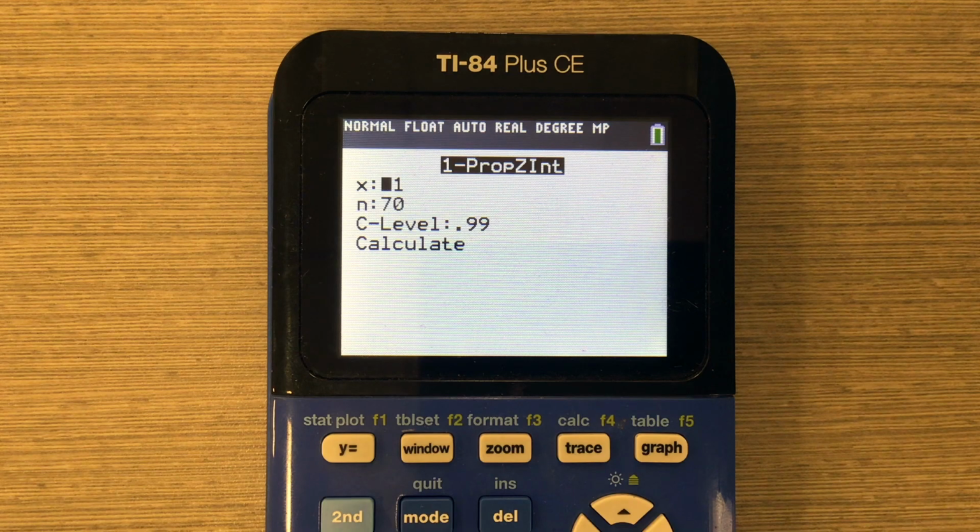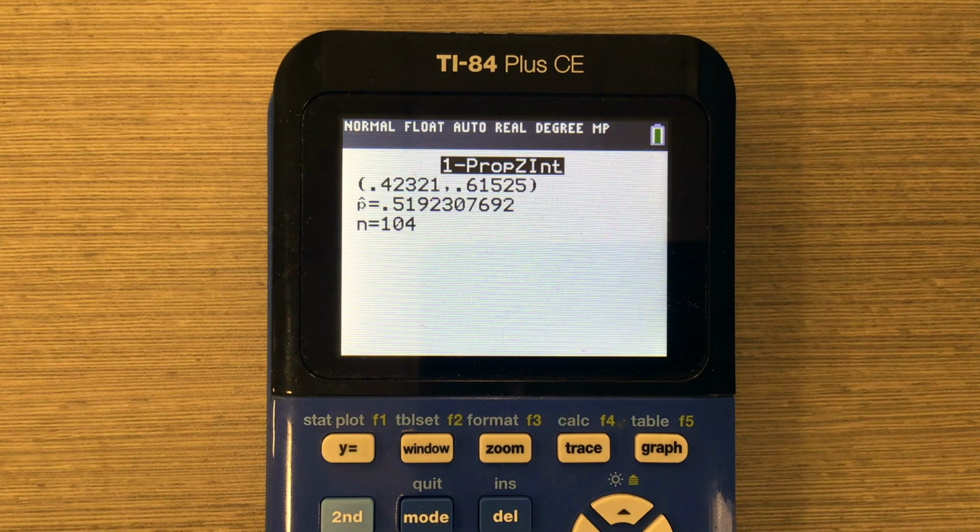Well, it asks us for x and n. Remember, x is the number of successes. So in this particular case, our CFANs is 54. n is our sample size, that's 104. And then it asks for our confidence level. It wants it as a decimal, so even though we're saying 95%, put it in as 0.95. Go ahead and hit calculate, and there it gives it to you.